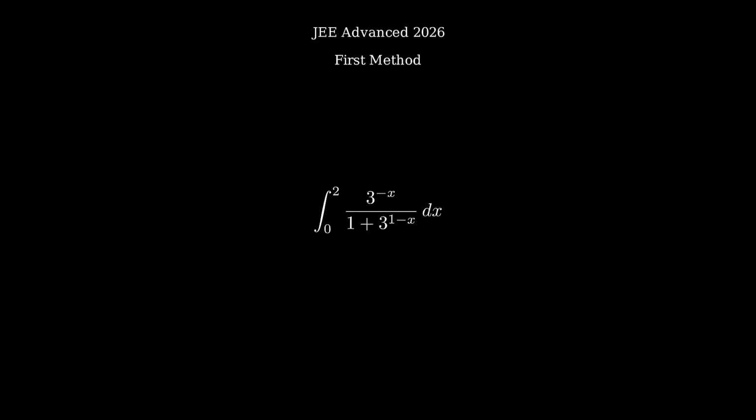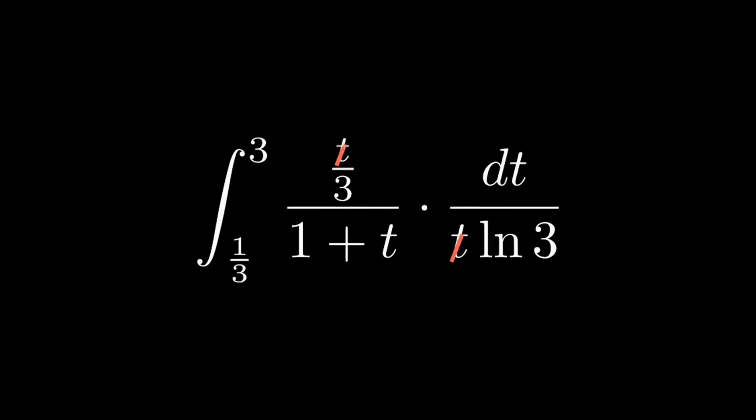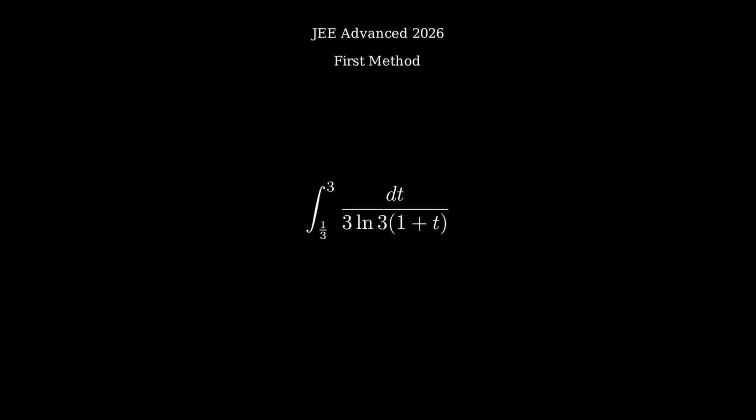Now change the limits too, so it becomes from 3 to 1 by 3. But if we take the minus sign out, the integral becomes 1 upon 3 plus t multiplied by dt upon t ln 3, where the limits are now from 1 by 3 to 3. So here t and t cancel, and we are now left with 1 by 3 ln 3 multiplied by the integral of 1 upon 1 plus t dt, with limits from 1 by 3 to 3.